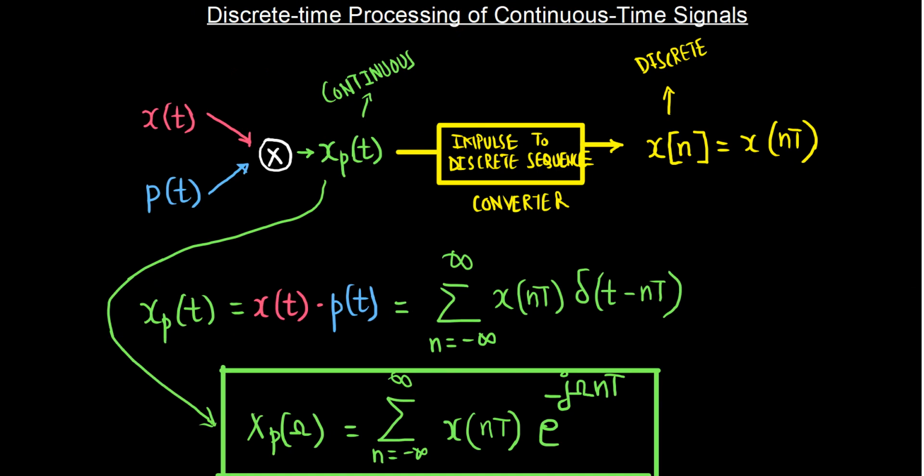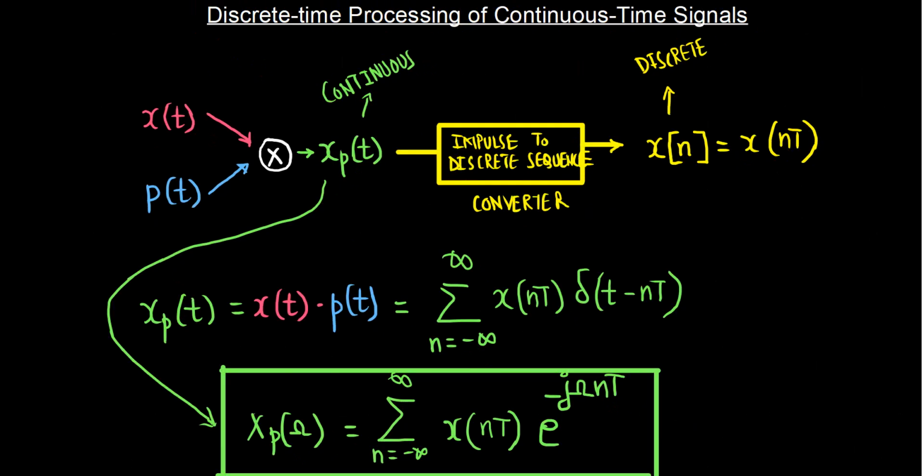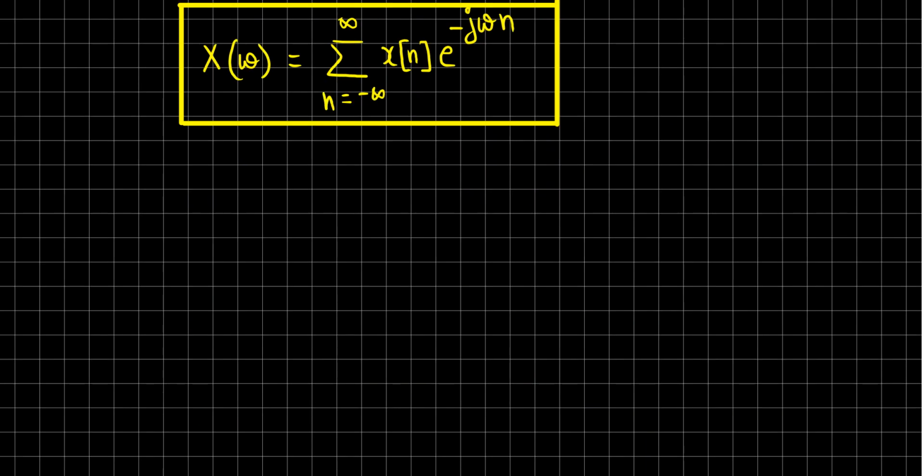you may see a close relationship between the continuous frequency variable and the discrete frequency variable. The relationship is that this omega T here is in fact equal to this small omega. What I mean by that is this omega times capital T is equal to small omega. Now that is the close relationship between the continuous frequency and the discrete frequency variable.